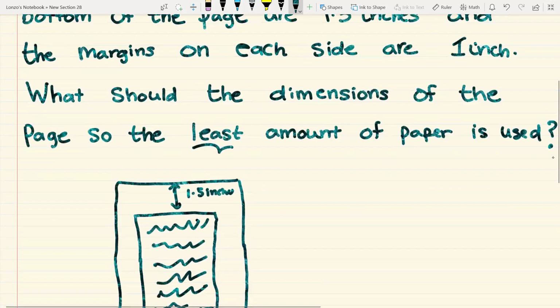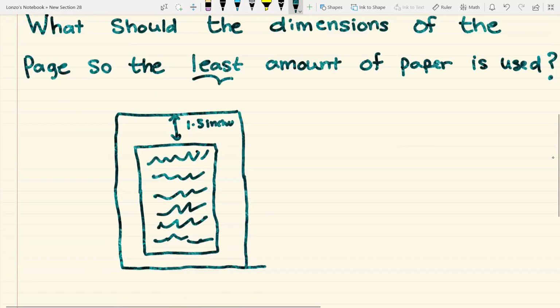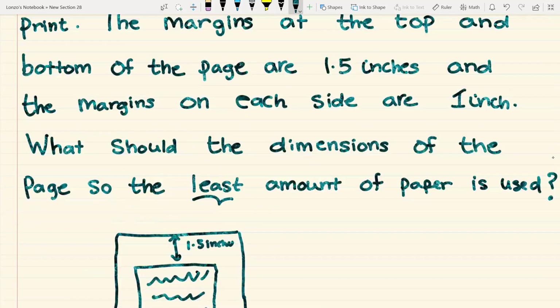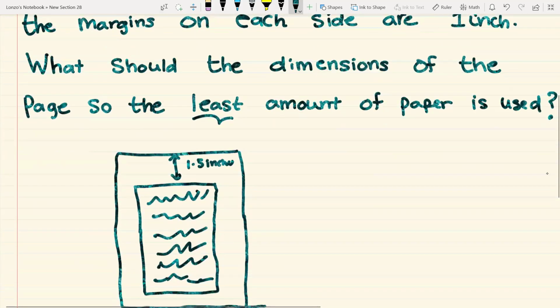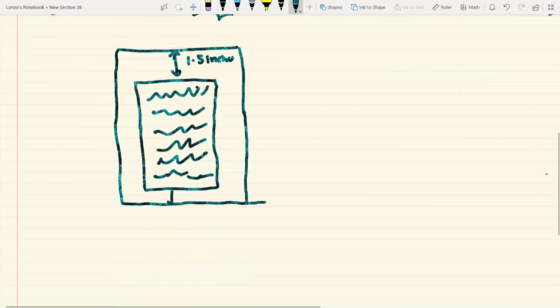And then they also say that the margins on each side are 1 inch. So the top and bottom have 1.5 inches of blank space, and then on the sides, exactly 1 inch of blank space. So they're asking what the dimensions of the page should be for the least amount of paper.